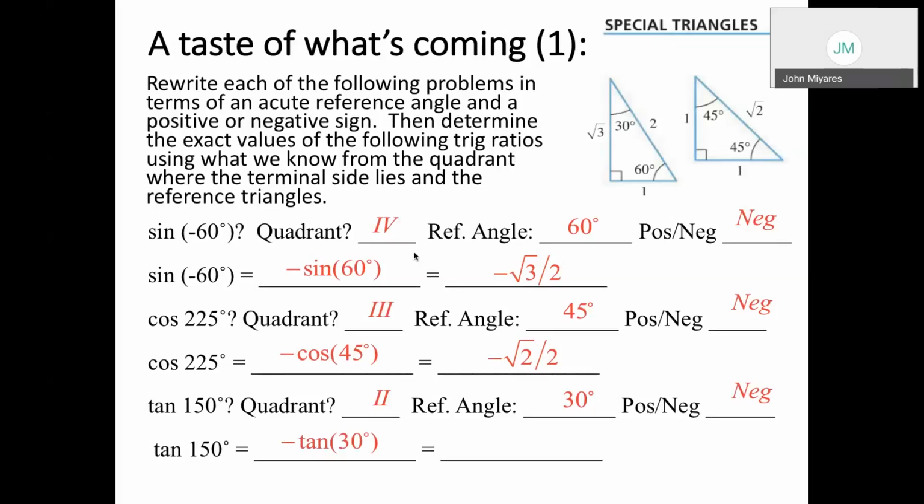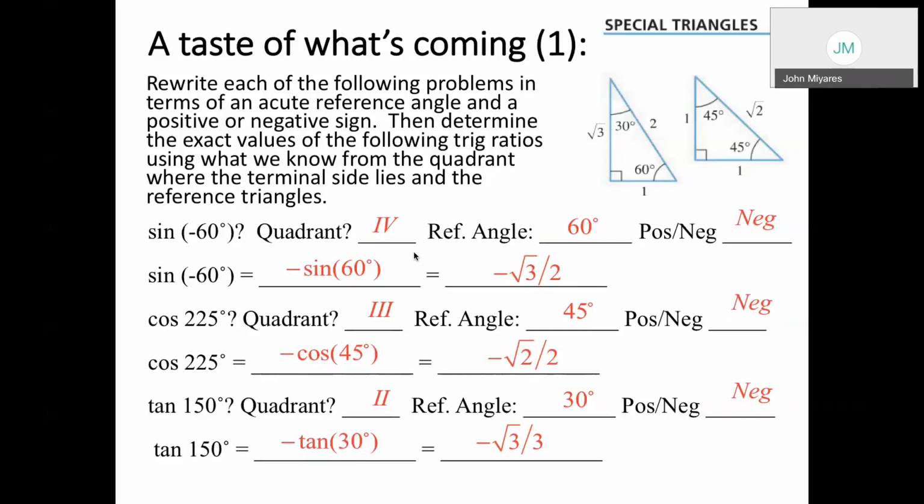Then I'm going to look at the reference triangle up above. From the perspective of the 30-degree angle, tangent, opposite over adjacent, is going to be 1 over the square root of 3. So this will result, after I rationalize, as negative square root of 3 over 3.